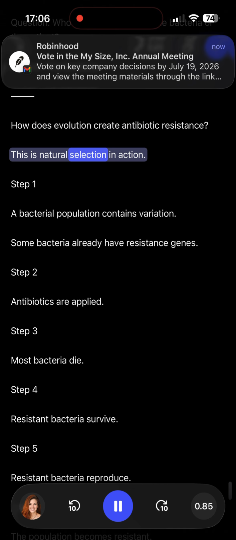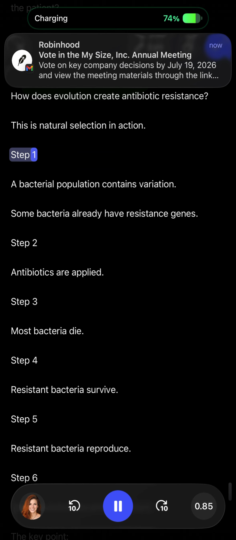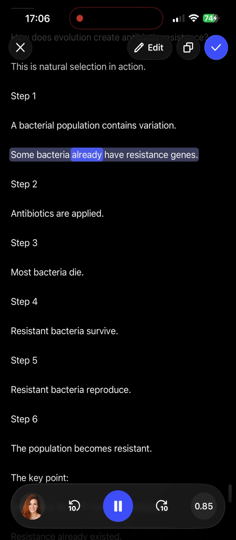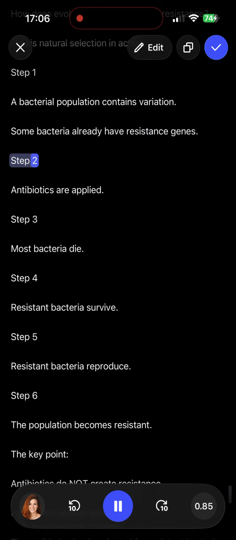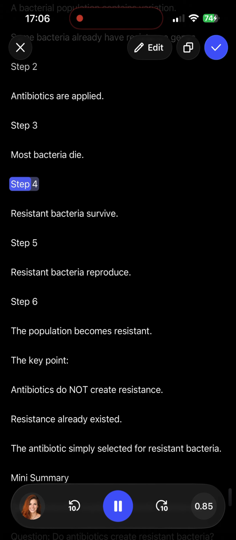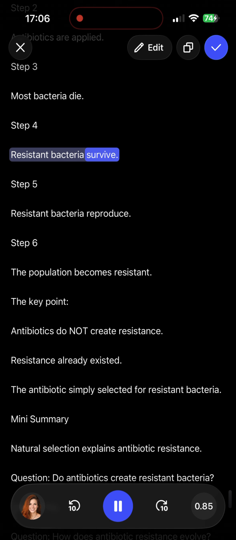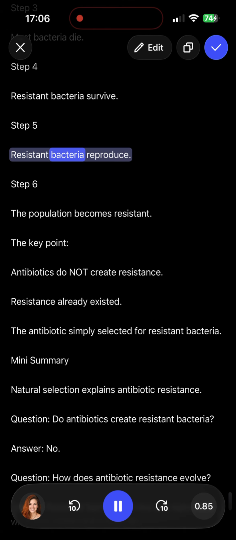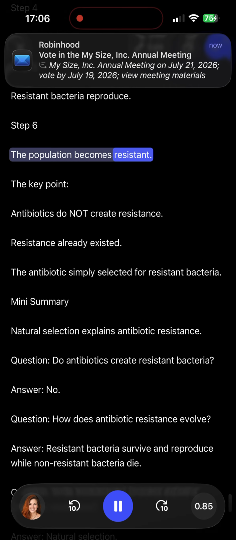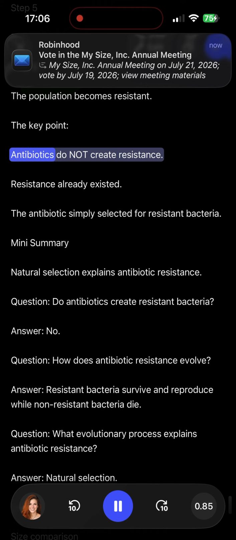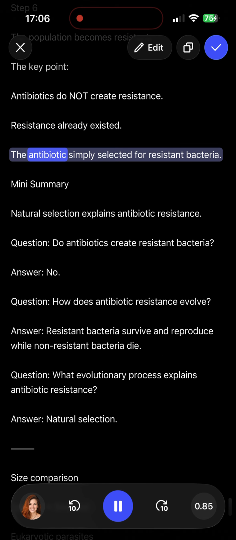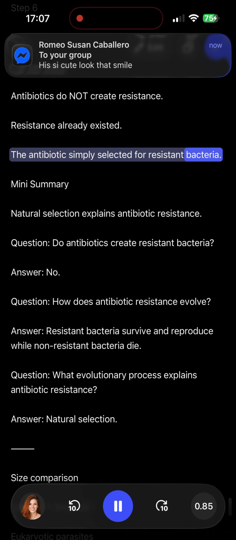How does evolution create antibiotic resistance? This is natural selection in action. Step 1. A bacterial population contains variation. Some bacteria already have resistance genes. Step 2. Antibiotics are applied. Step 3. Most bacteria die. Step 4. Resistant bacteria survive. Step 5. Resistant bacteria reproduce. Step 6. The population becomes resistant. The key point. Antibiotics do not create resistance. Resistance already existed. The antibiotic simply selected for resistant bacteria.